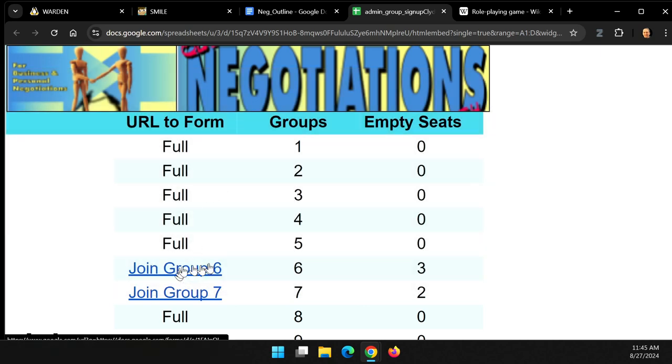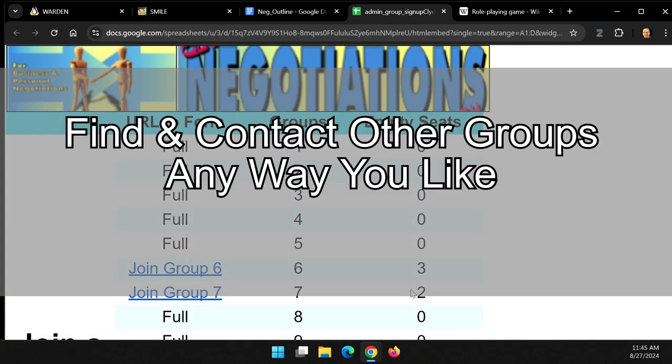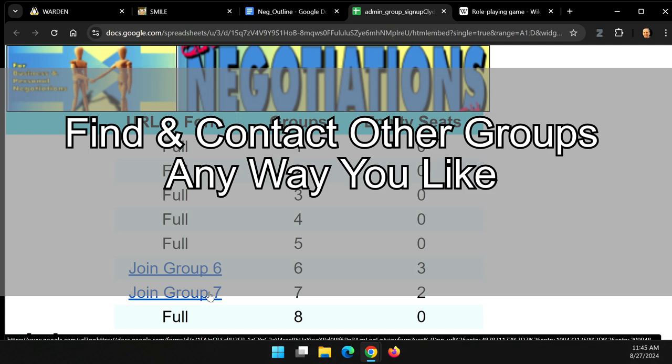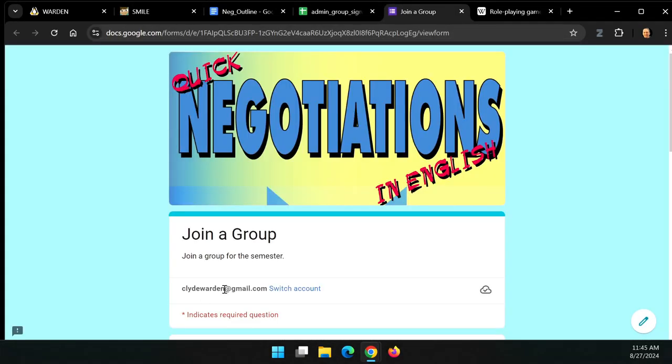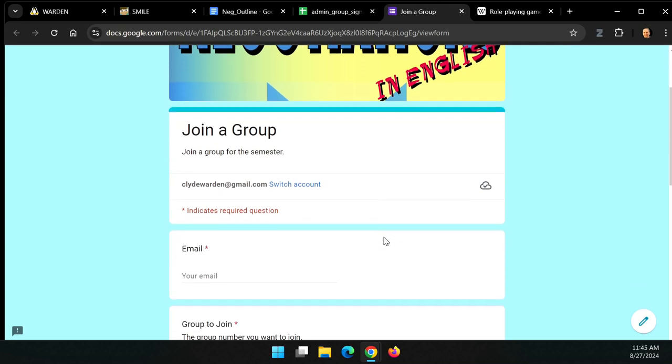What you do is you find a group that has some space in it, like here, group number 6. 6 has 3 empty seats. 7 has 2 empty seats. That means one person's already inside that group. So you should talk to your friends, talk to other classmates and see, is there anyone who would join a group with you? Then when you want to join a group, let's say I want to join group 7, you go ahead and you click that link and you'll get a form to fill out.